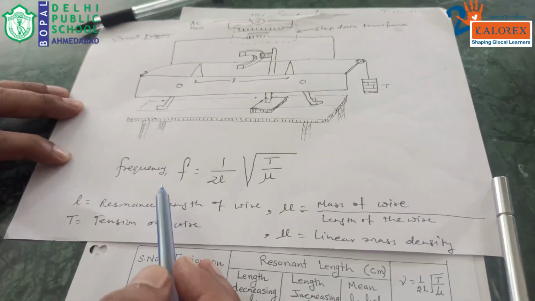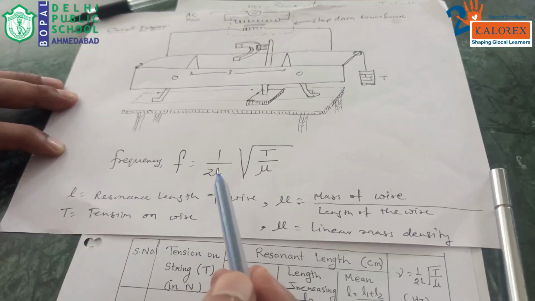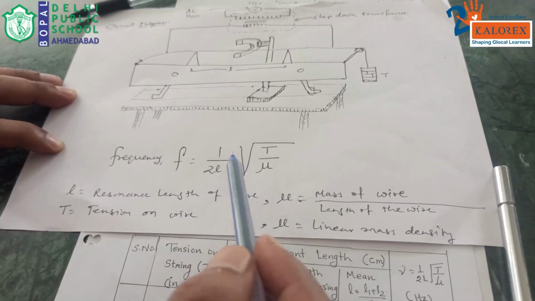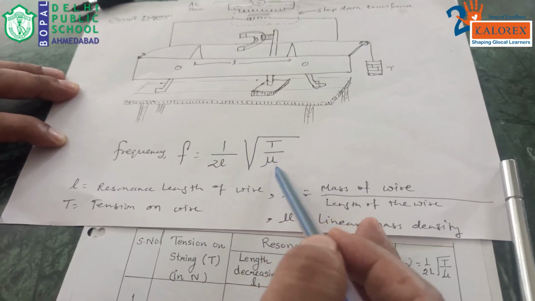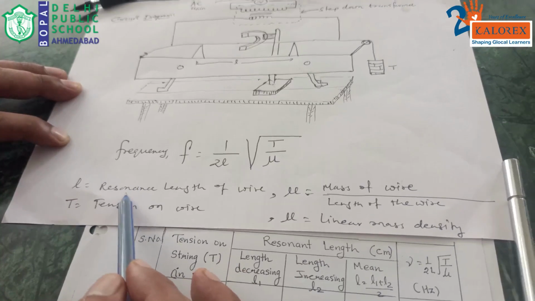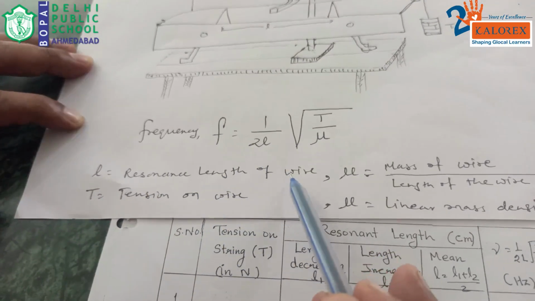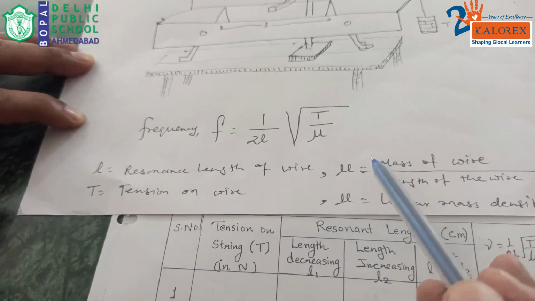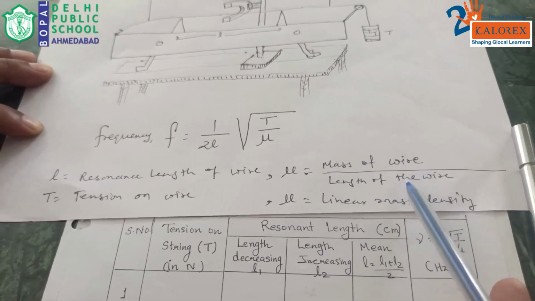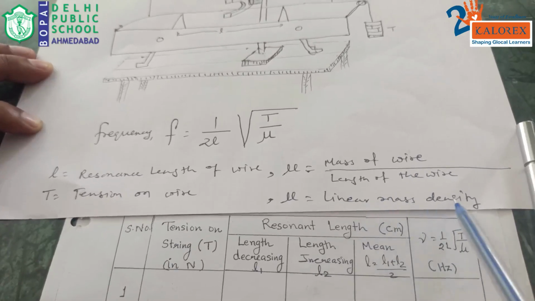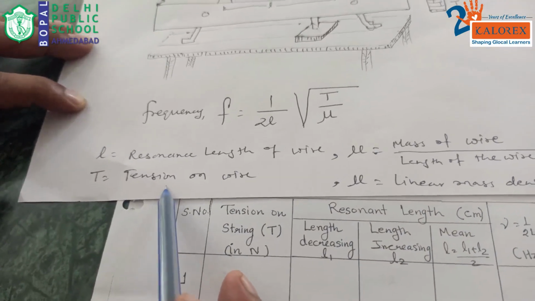Now here you can see the frequency of a sonometer is calculated using the formula: frequency f is equal to 1 by 2L root over T by mu, where L is the resonating length of the wire, mu is the mass per unit length of the wire, which is also called the linear mass density, and T is the tension of the wire.